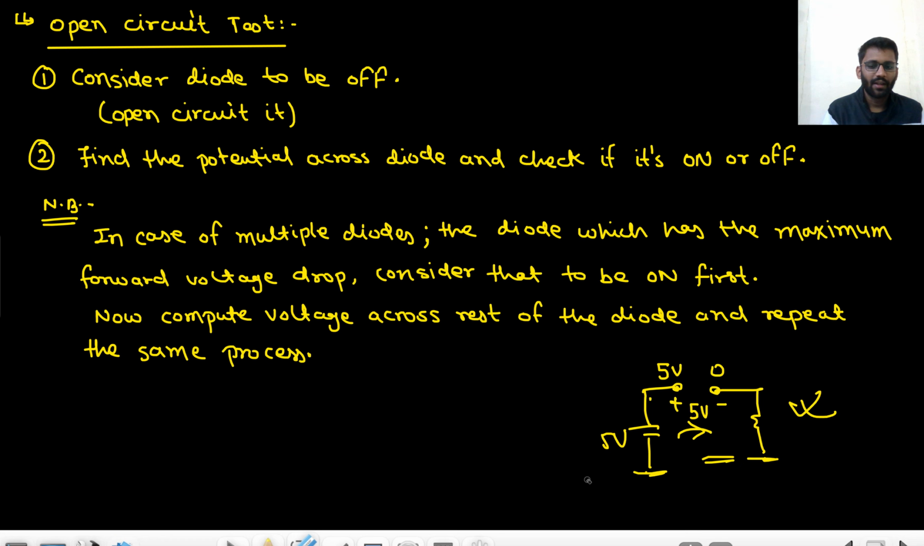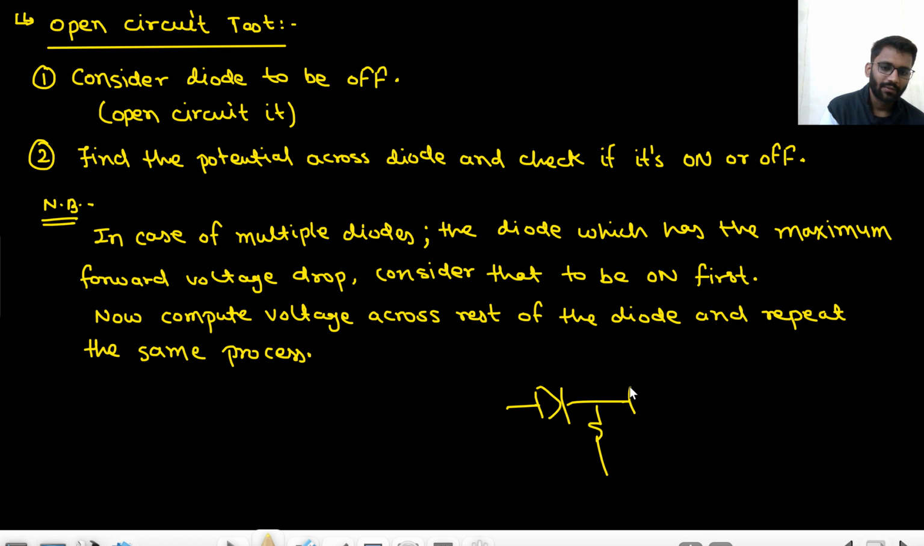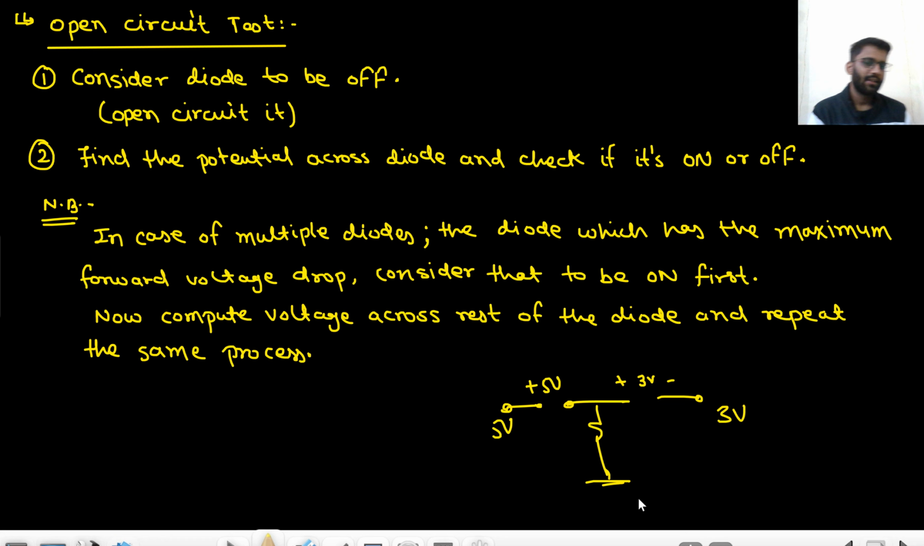And when there is more than one diode, what will you do? In case of multiple diodes, let's assume I am having more than one diode. This was my example. Here I am having 5 volt, here I am having 3 volt. I will consider both of the diodes to be open circuited. Now I will check the potential. Since this is open circuited, there is zero current. So here I am having 5 volt and here I am having 3 volt.